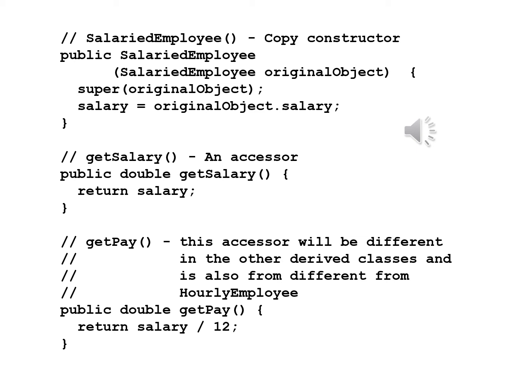getPay is a different type of accessor again because pay again is not something that we actually save as a separate property. Public double getPay, return salary divided by 12. This is analogous to what we did in the other derived class, HourlyEmployee.